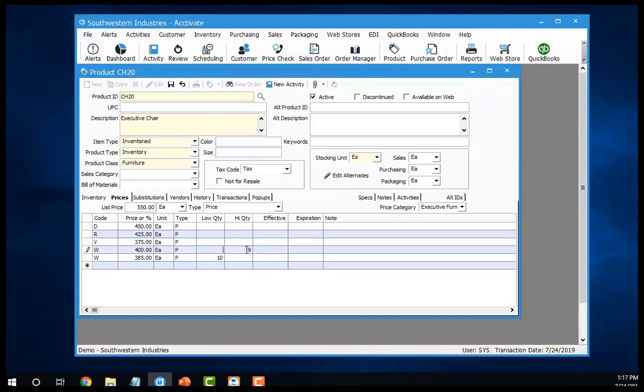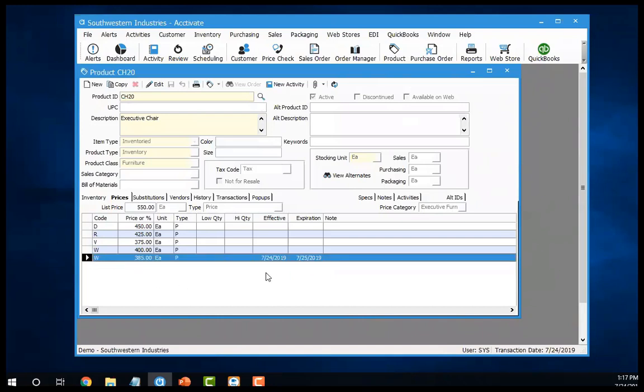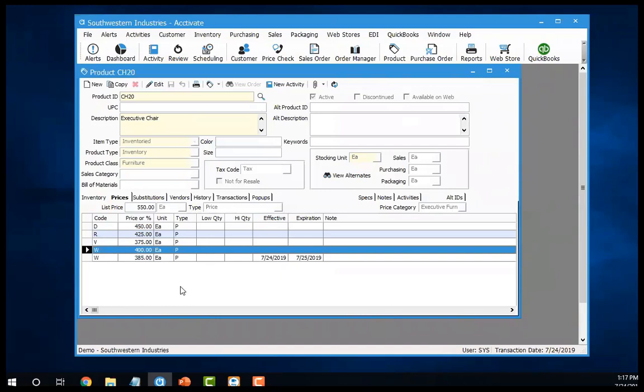So let's get rid of these high-low quantities. And let's say the 385, let's say it's a promotional rate. And for these dates, the price is going to be less. This is a pretty short promotion, but let's say we set this as our relationship. So now, if I have an order where the date's between 7/24/19 and 7/25/19, they pay this 385. If the order is outside of that date range, then they're going to pay this 400. So let me show how that works.